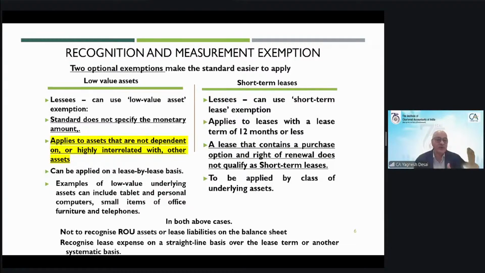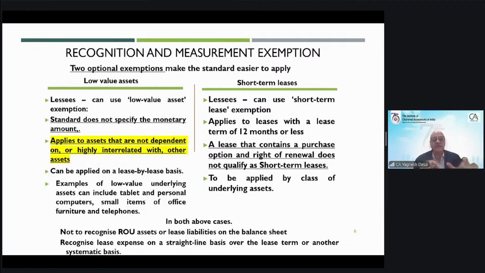For which low value assets? The assets which are either dependent or interrelated with any other assets, which obviously are not low value assets. Very important, this can be applied lease by lease. So item by item, you can see.